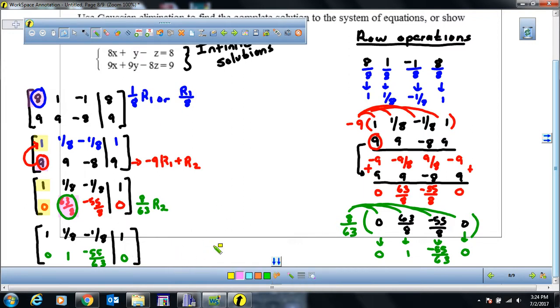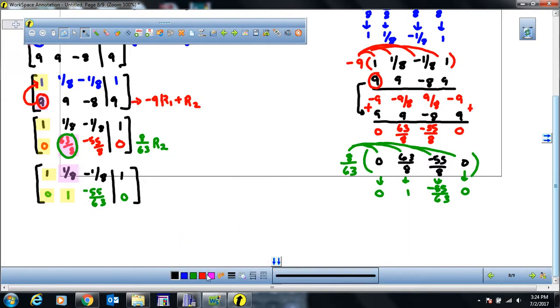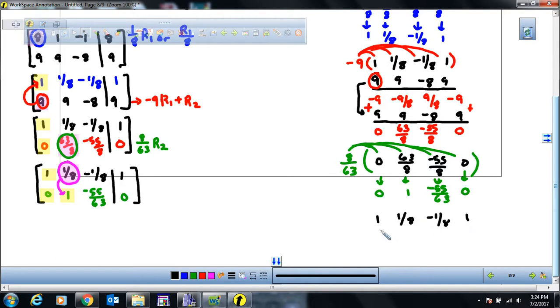And so far, look at what we have on the system. We made the top number a 1. We made the bottom one 0. We made the bottom one a 1 right here. Now we have one more step to do, and that is make the 1/8 above that 1 into a 0. That's the last thing we would need to do. How do we make it into a 0? By adding it to the equation that has the 1, which is the second equation. So we're going to have 1, 1/8, negative 1/8, and 1. We're going to add it to 0, 1, negative 55/63, and 0.